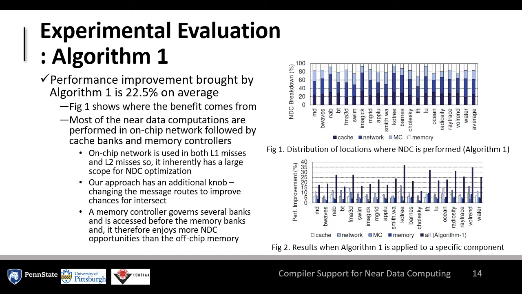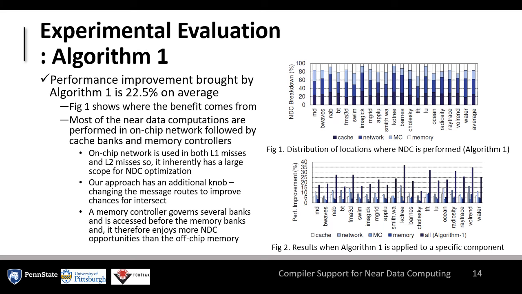Overall, we see that most opportunities are in the network, and the reason for that is, in on-chip network-based many-core architectures, both L2 accesses and main memory accesses exercise the on-chip network, and we also have this routing flexibility. These two factors combined make the on-chip network a good target for near data computing.